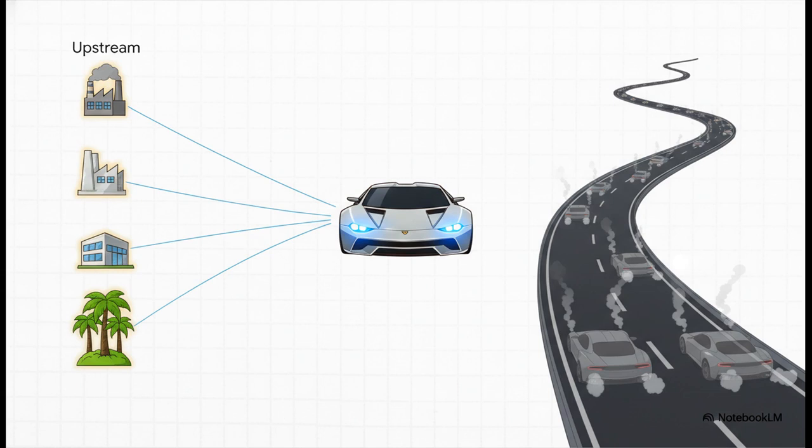A car company is the perfect example. Their upstream Scope 3 includes the massive carbon footprint of making all the steel, glass, and plastic they buy from other companies. But then look at downstream. It includes all the gasoline burned by every single car they've ever sold over its entire life on the road. Just try to imagine that number. It's staggering, and it's all Scope 3.